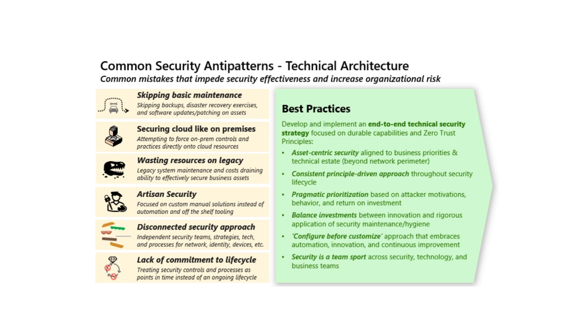Anti-patterns. An anti-pattern is a common mistake that leads to negative outcomes. It's the opposite of a best practice. Many best practices are designed to help you avoid anti-patterns. An example of a best practice that helps you overcome numerous anti-patterns is applying security patches regularly. Microsoft has observed multiple anti-patterns that get in the way of regularly applying this basic and critically important security best practice. Skipping basic maintenance, skipping backups, disaster recovery exercises, and software updates, patching on assets.